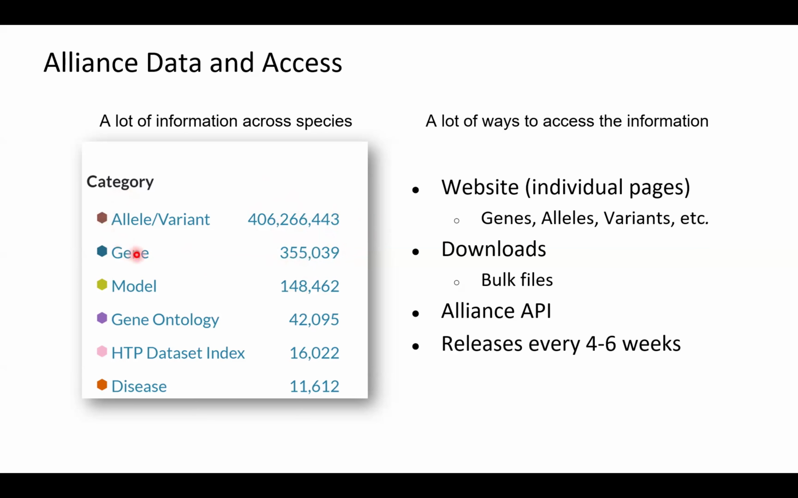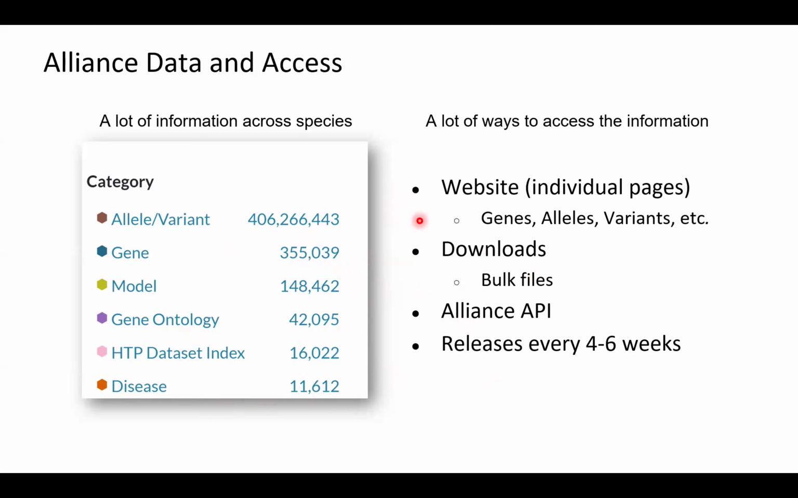So there's also genes, models, gene ontology. So the GO consortium is part of this. So all gene ontology annotations are in here. This HTP data set index is always confusing to me. It means high throughput expression data. It's not variant data, but they call the variant data high throughput variant data as well. And it's just the metadata. It's only the metadata, not the actual data. And then diseases. So you can see there's a pretty good conglomeration. There's a lot of genes because there's a lot of species, right? And so it's not species specific here.